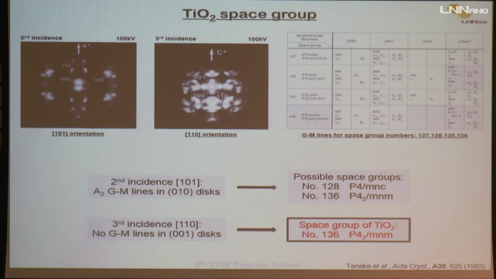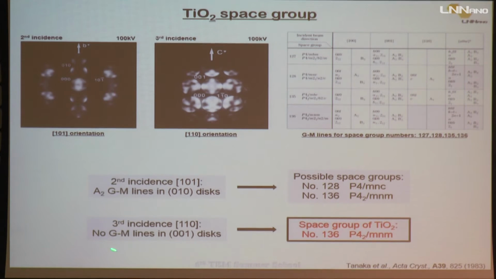Now we need to pick one among these 4. I looked at the 100 orientation and the 101 orientation, and I can see an A2 type GM line in the 010 disk here, but the appearance is very broad because it's taken from a very thin region. If you increase the thickness, the zero intensity line will become much sharper and easier to identify. So this orientation has an A2 type GM line. That limits the 4 possibilities to 2: space group numbers 128 and 136.